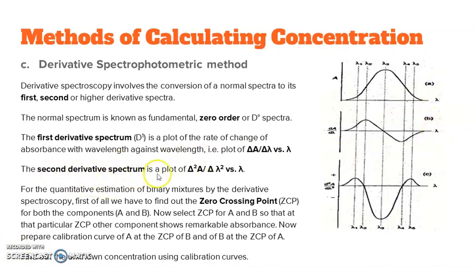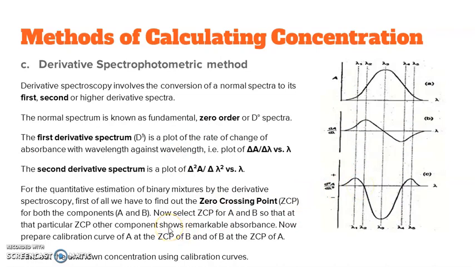And the second derivative spectra is the plot of delta square A divided by delta lambda square versus lambda. Okay, these are a mathematical transformation of the normal spectra, which lead into three different spectra, that is zero order, first order, and the second order spectra.